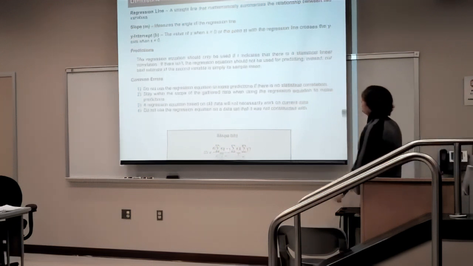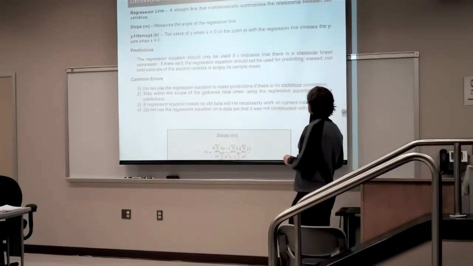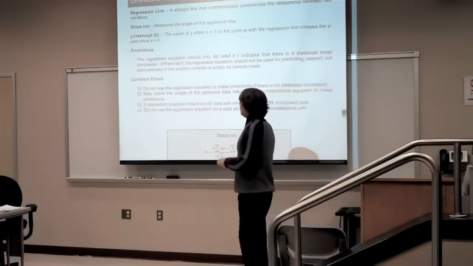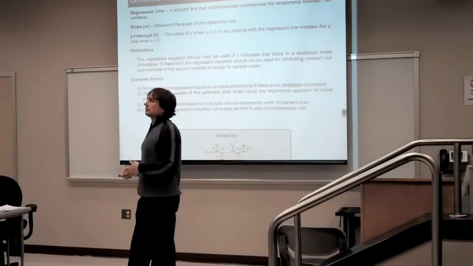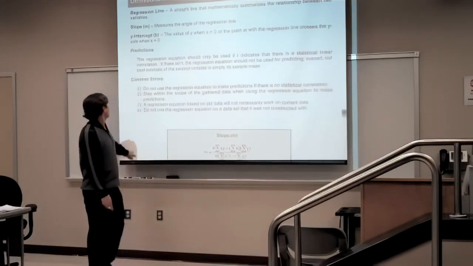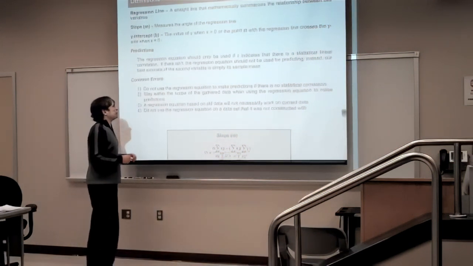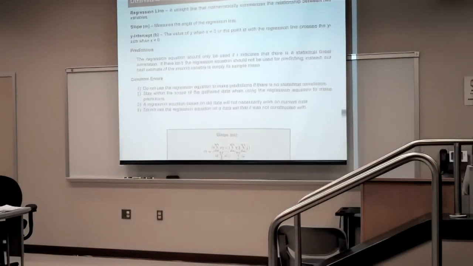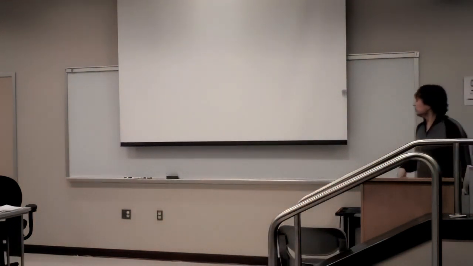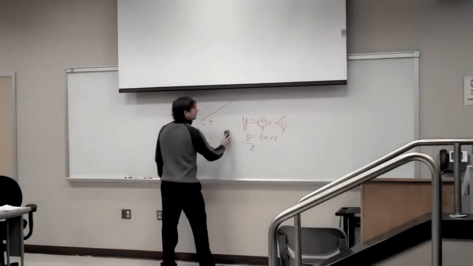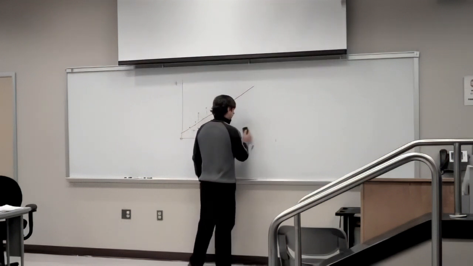Number one, do not use the regression equation to make predictions if there is no statistical correlation. We just covered that one. So if there's no correlation, the regression is worthless, and there's no reason to do it. Number two, stay within the scope of the gathered data when using the regression. So I do my correlation, and I calculate my regression line for this.